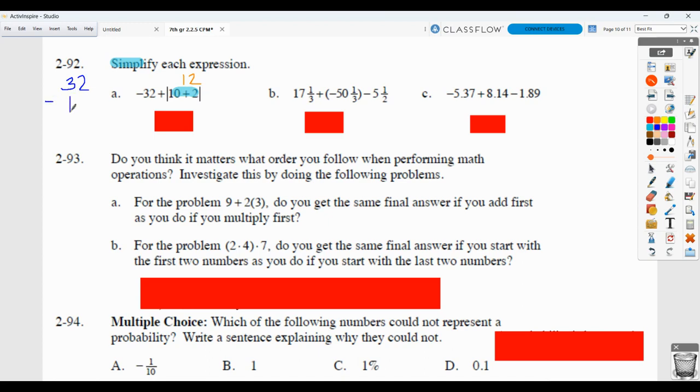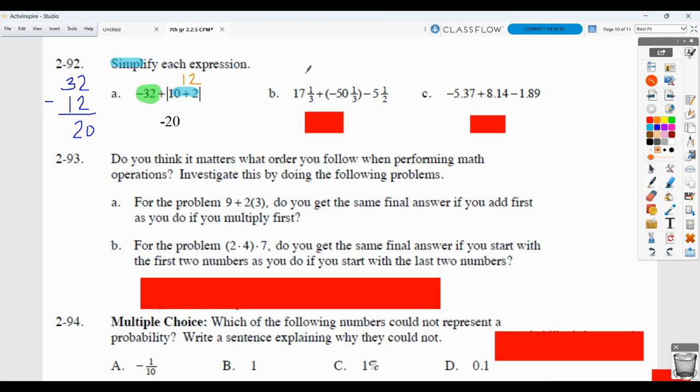In other words, I'm going to just subtract them as though they're whole numbers. 32 minus 12, I get 20. But is that answer going to be negative or positive? Well, 32 has more of a pull in a negative direction than 12 does in a positive direction. So it's going to be negative 20. So figure out the answer, then think about the sign.